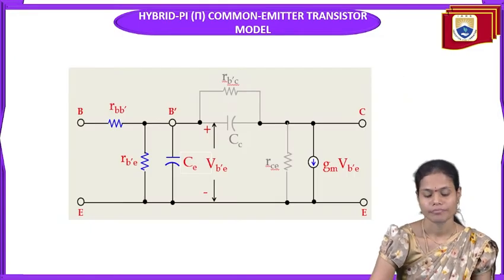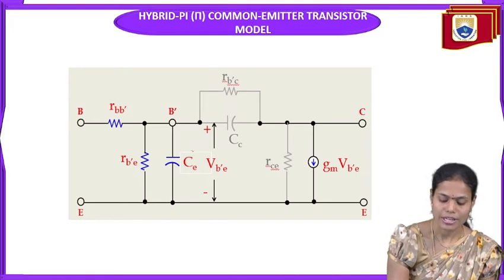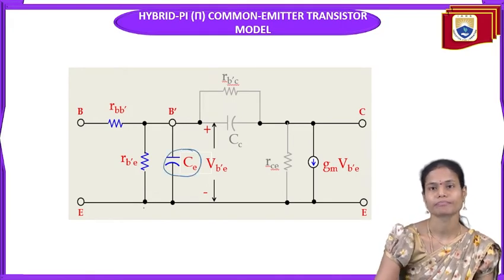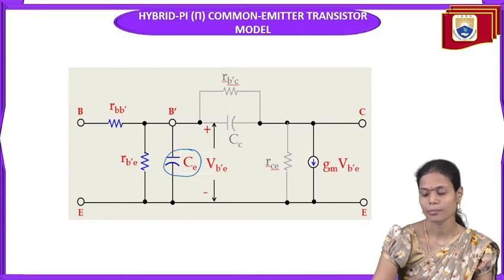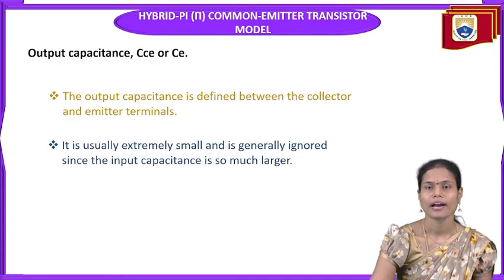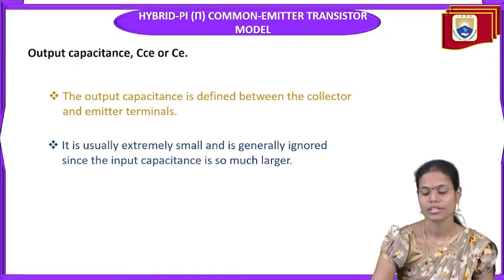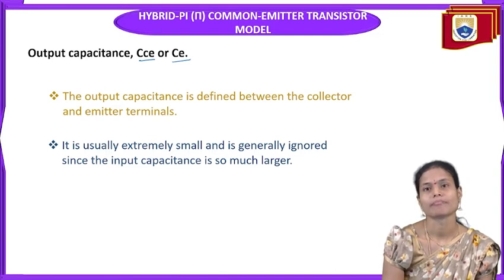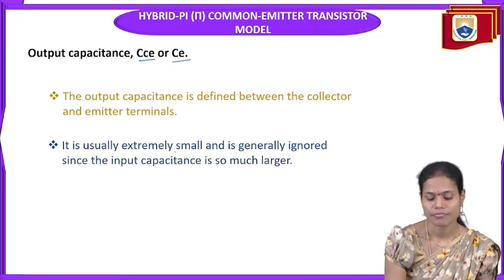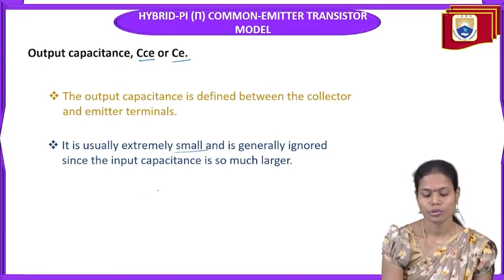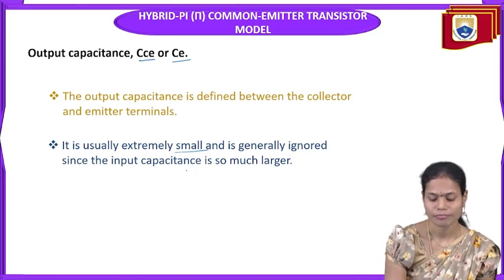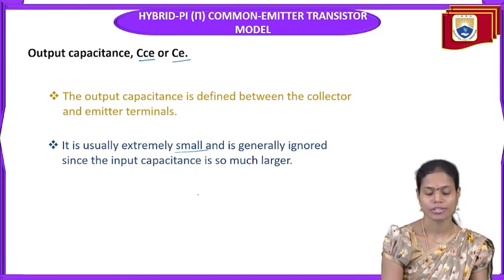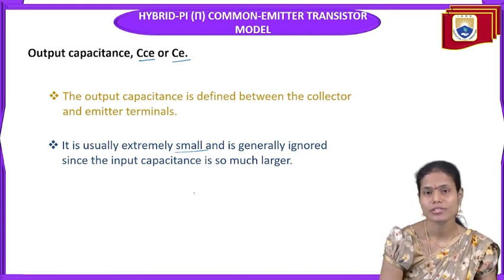And the next one is capacitor C, which exists between the collector and emitter terminal. We can also call it the output capacitance. We can represent it here as CCE or C. This capacitance value is extremely small, so we can ignore it in the case of small frequencies. Why? Because the input capacitance is very high compared to this output capacitance.